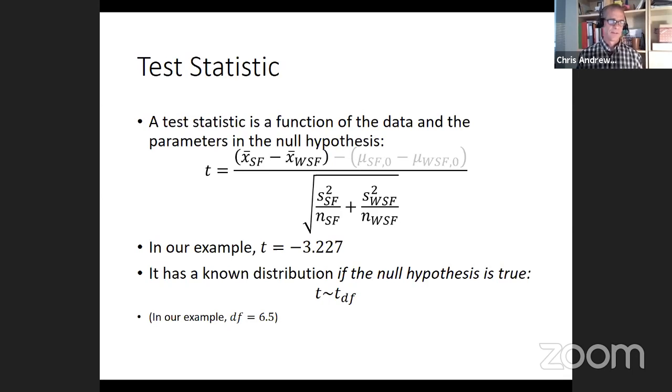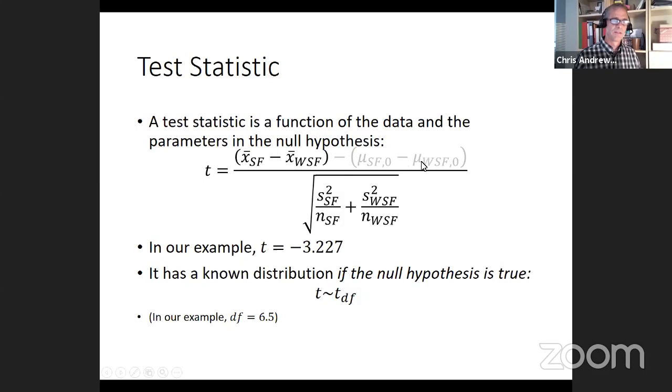So the third step in my hypothesis testing outline was to take your data and your hypothesis and compute a so-called test statistic, test being for hypothesis test, and a statistic just basically meaning we can compute it from the data. In this case, we want to look at the difference between the two groups. So that's the difference in means between the two groups. So that's the difference between X bar SF and X bar without SF.